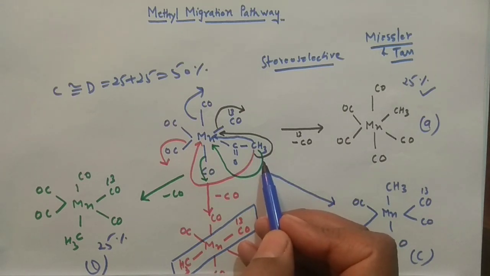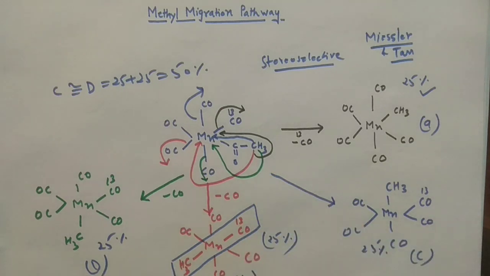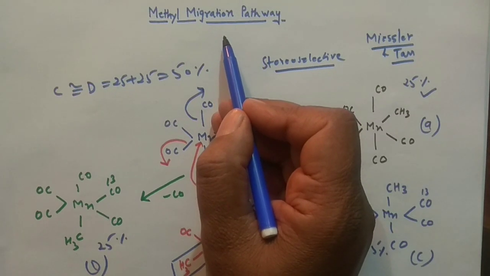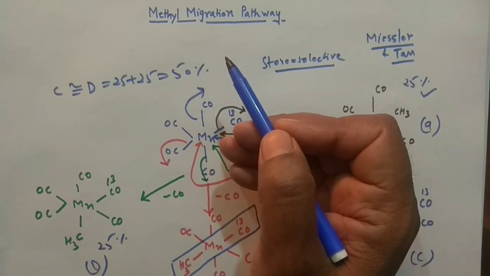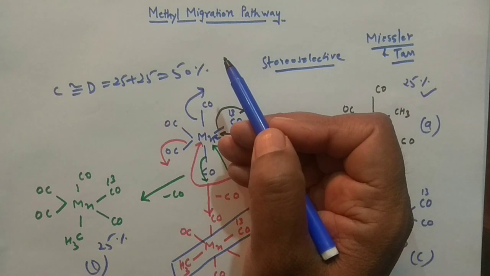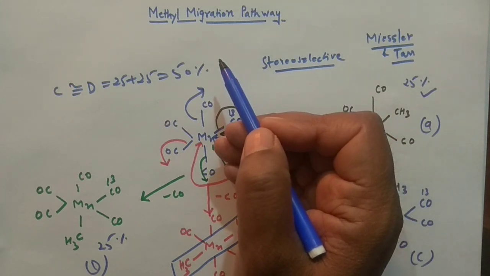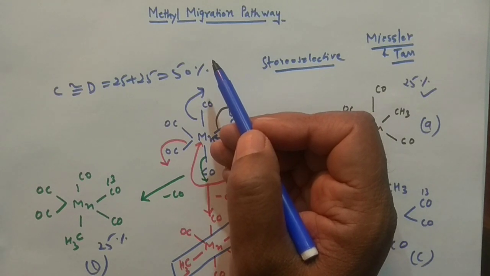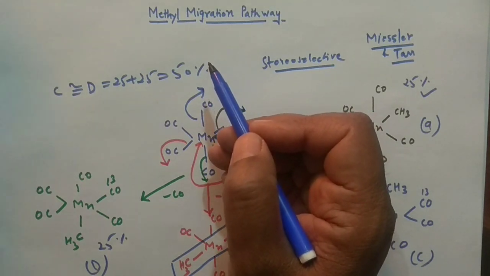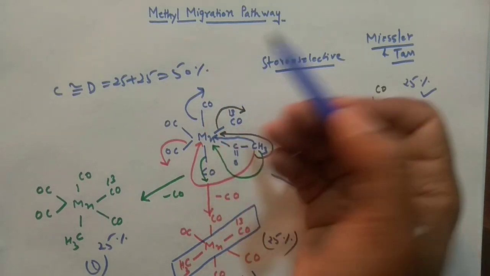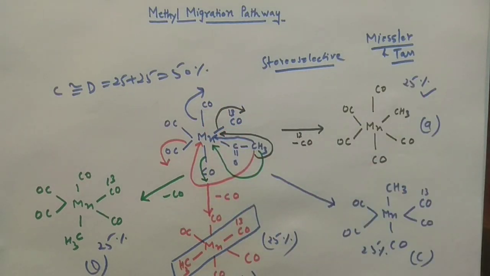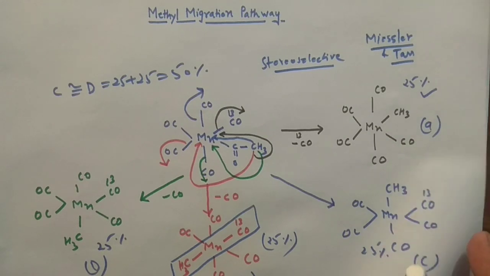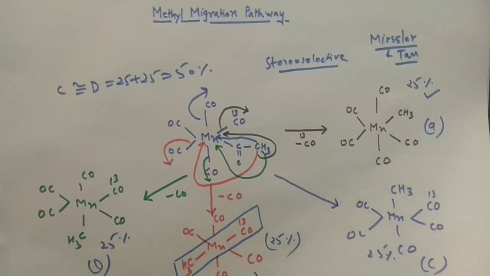So how can this inversion be proved? Again, this inversion of configuration can be proved only by choosing this methyl migration pathway, because when you do the carbonyl insertion, CO insertion pathway, then in that case generally retention of configuration takes place. So how can we actually prove that this methyl migration pathway or alkyl migration pathway gives the inversion of configuration? We'll see this particular problem here.